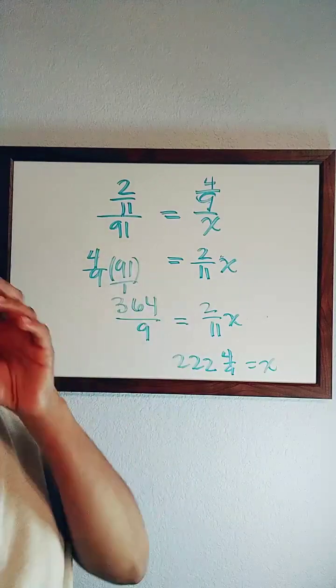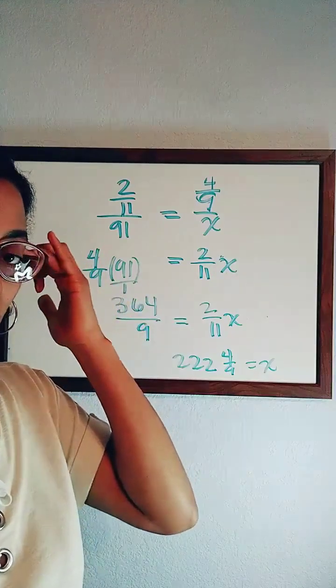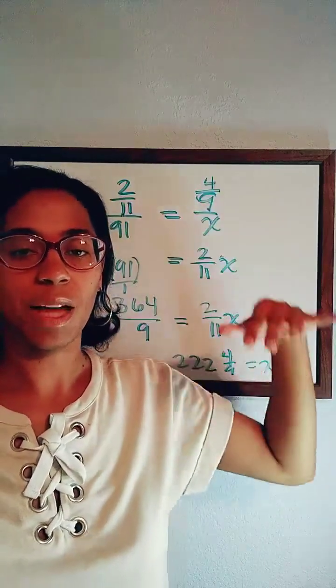Remember top, top, bottom, bottom. That's why I said don't memorize them. If you can't memorize them, remember when you multiply fractions, no problem. Multiply the top, multiply the bottom.